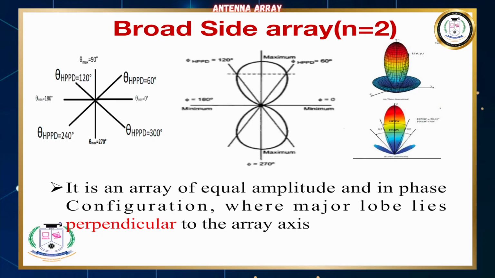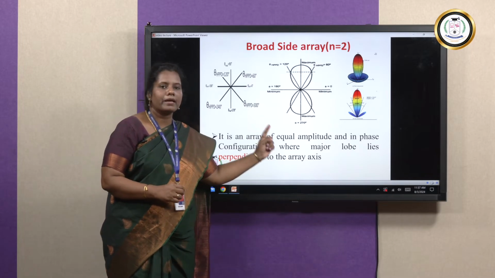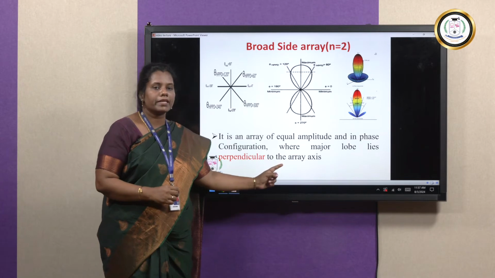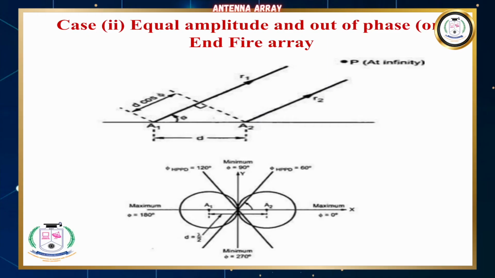So, what is the bidirectional radiation pattern or broadside array? It is an array of equal amplitude and in phase configuration where the major lobe or the maximum radiation lies perpendicular to the array axis. Next, the second configuration is equal amplitude and out of phase configuration.